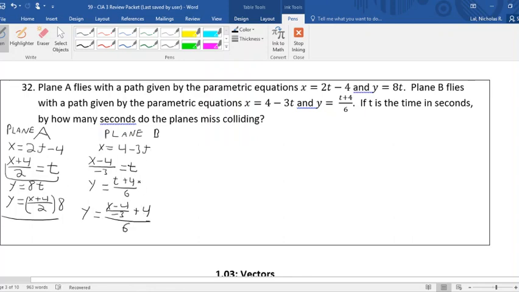So now we need to find when these two intersect. So we're going to use a calculator to find the intersection. I'm going to call these y sub a and y sub b, and I'm going to use the calculator to find the intersection of y sub a and y sub b.